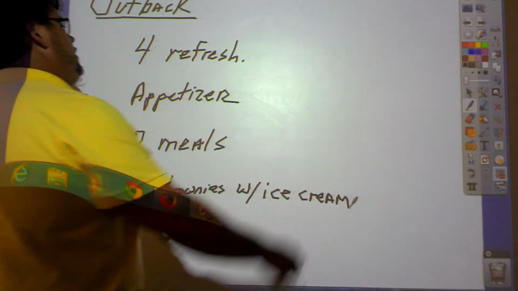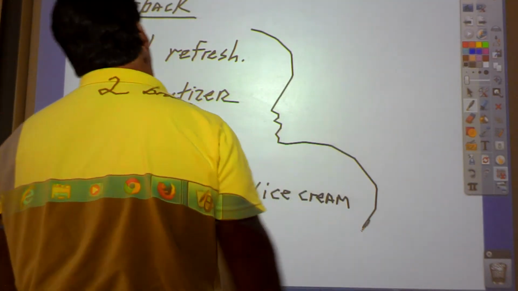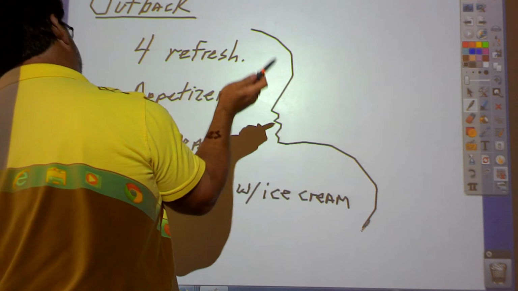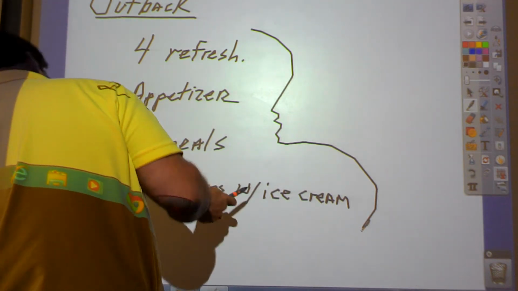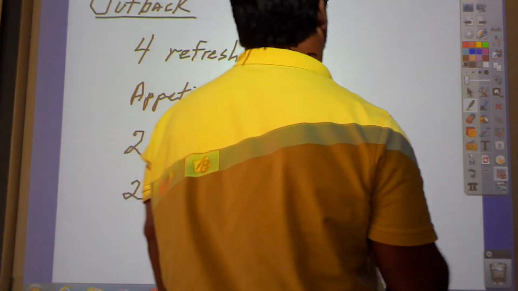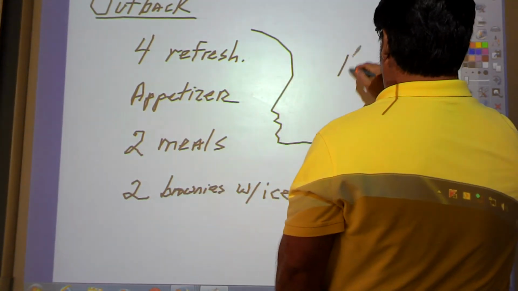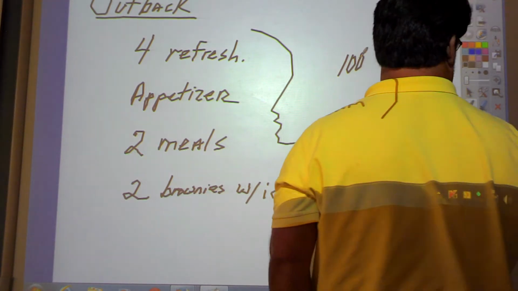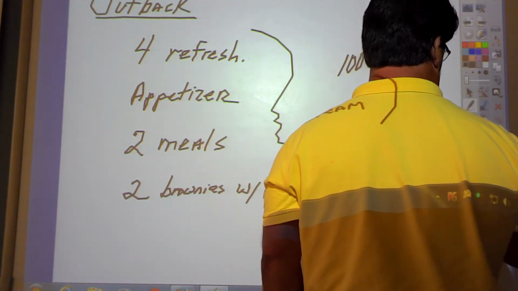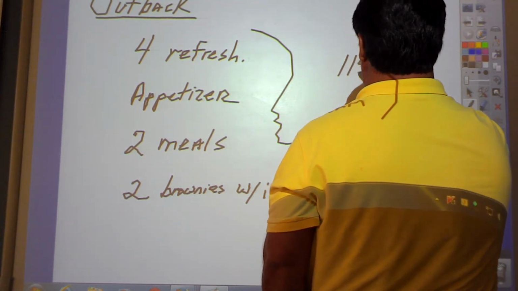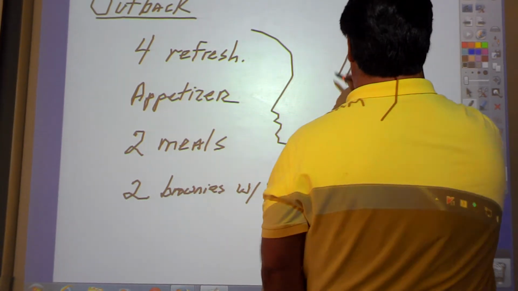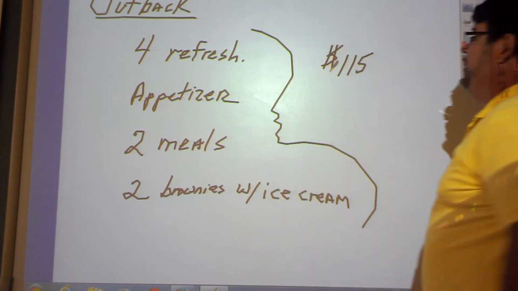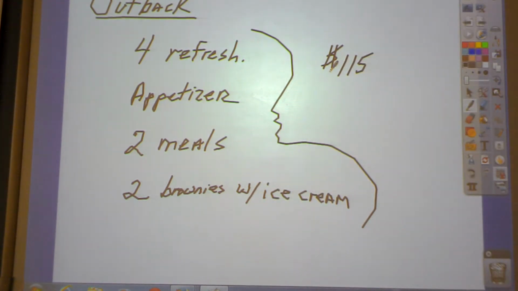And the total bill, 80, 90, probably around 100 bucks. Let's say 115 bucks. Is Outback really not expensive? By the time you get the 4 refreshments, they are. Oh, what kind of refreshment? Oh, you're thinking. Okay? Alcohol. 115 bucks. Now, of course, what am I not including?